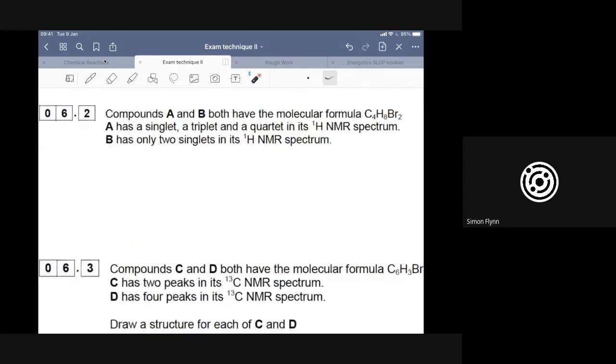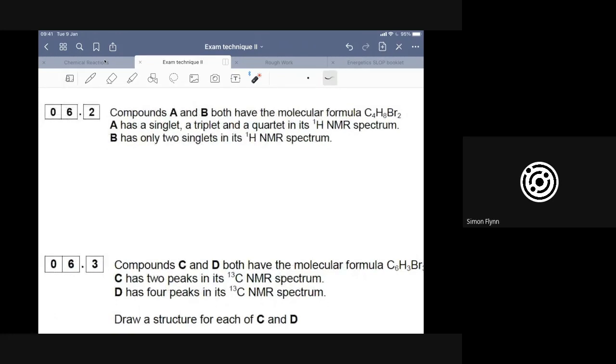This one, thinking about this question at the top, compounds A and B both have molecular formula C4H8Br2. And then we read it has a singlet and a triplet and a quartet. So one of the things that I would do here is I would make a note that it was 3 environments. That's what that's told me, if it says it's a singlet, a triplet, and a quartet.